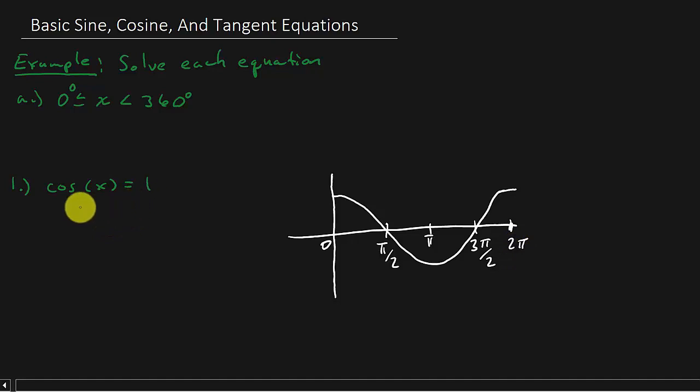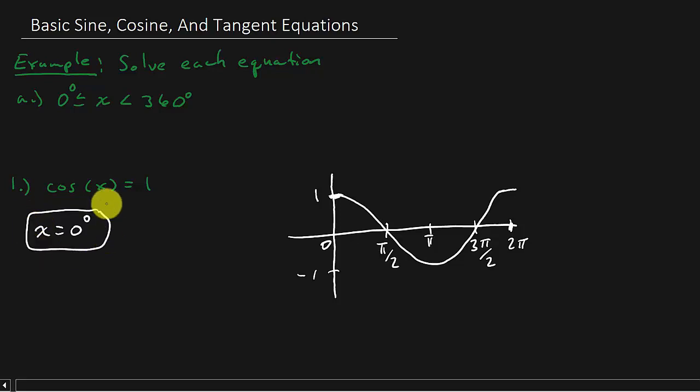So when you get cosine equals 1, there you go, there's 1, and this is negative 1. You can see cosine of 0 is 1. So we get x equals 0, that's 0 degrees, and this is our answer.